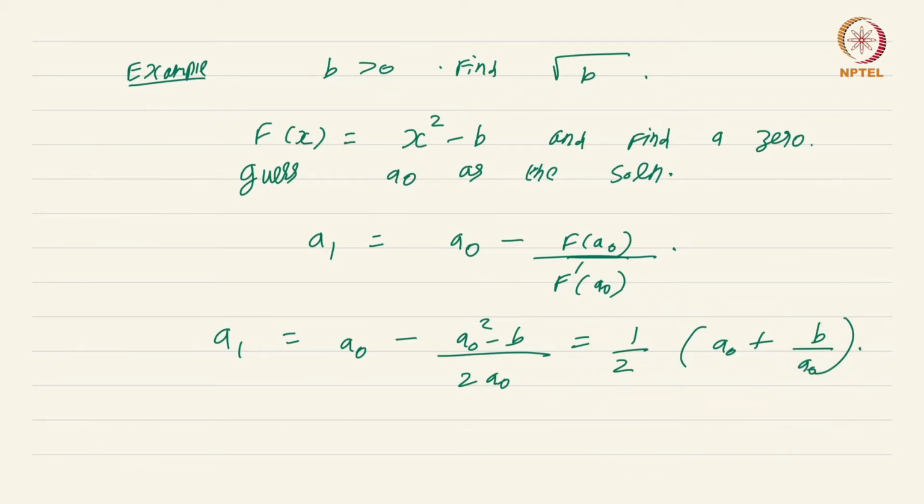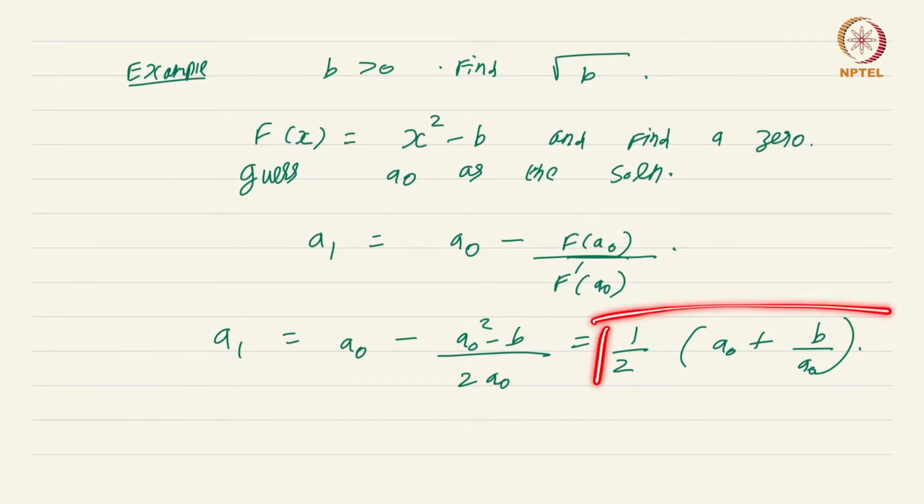and this is the better guess. The reason why this divide and average procedure gets you closer and closer to the root is the following intuitive idea. If you had guessed a naught to be very large, then b by a naught will be smaller than square root of b. So if a naught is very large compared to square root of b, then b by a naught will be smaller than square root of b, and this average will get us closer to square root of b because of that.